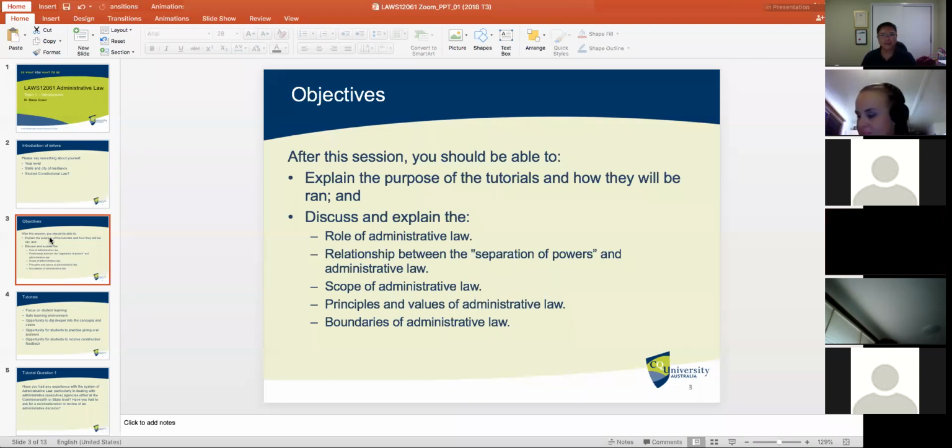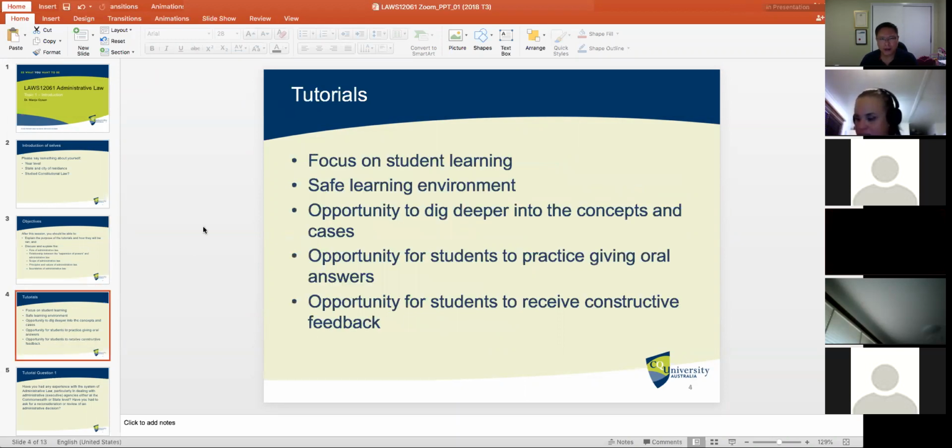Okay, very good. After this session, you should be able to explain the purpose of the tutorials and how they would be run, and be able to discuss and explain the role of administrative law, the relationship between the separation of powers and administrative law, the scope of administrative law, principles and values, and the boundaries of administrative law. So I'm going to take the trouble of discussing a bit more about what the tutorials are about and how we are running them, especially because some of you are quite new to the CQ Uni LLB program.